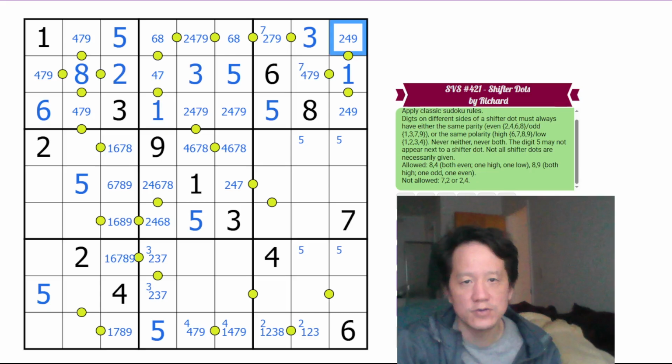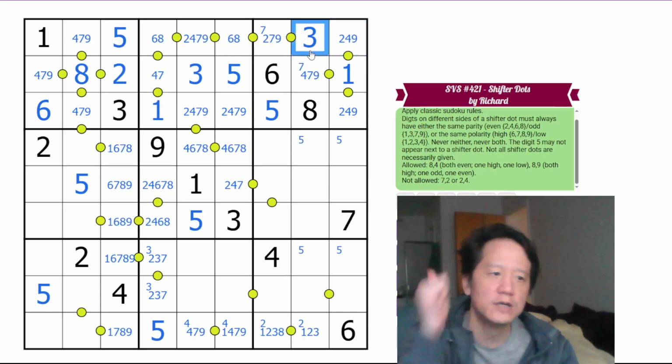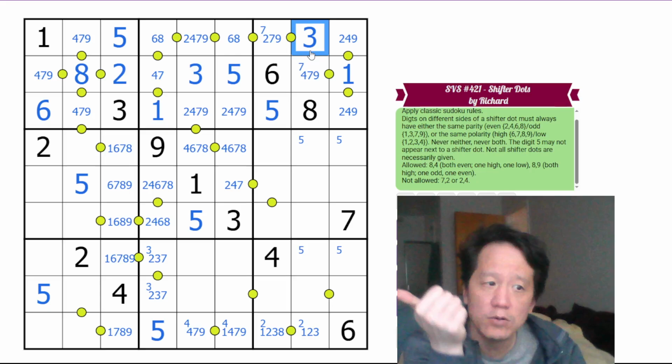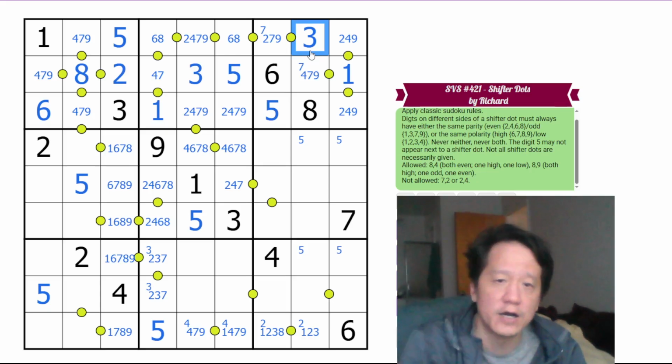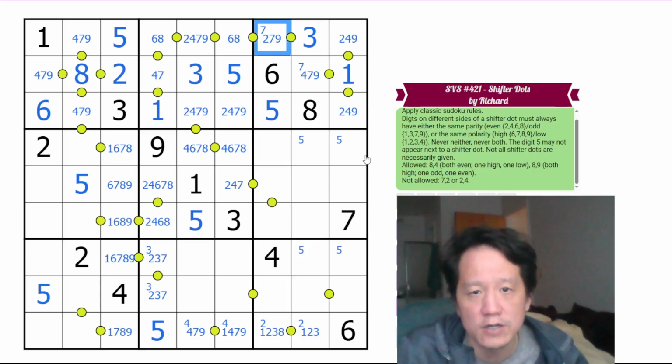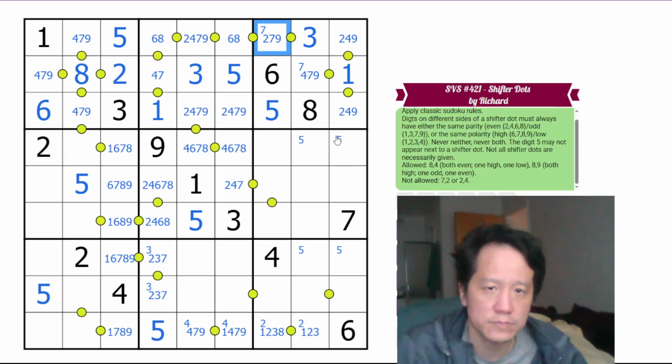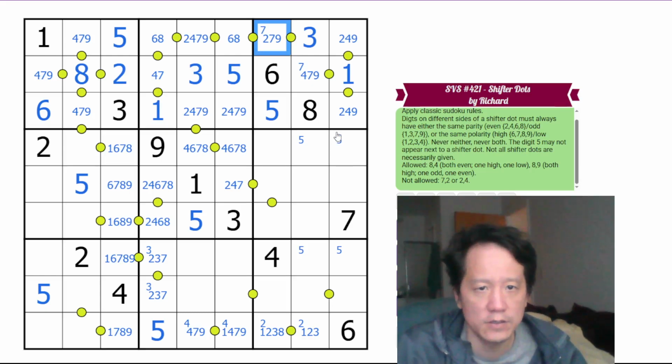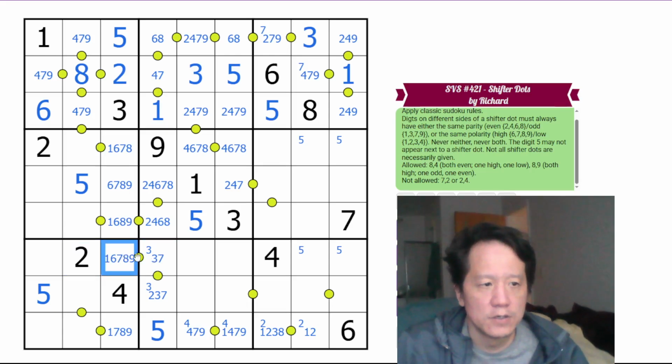This can't be 7 here. The 3 can be next to a low even or a high odd. That works for 2, 7, or 9 here. This cannot be 3 because of a 3 in the column. This can't be 2 because of that 2. Let's see.